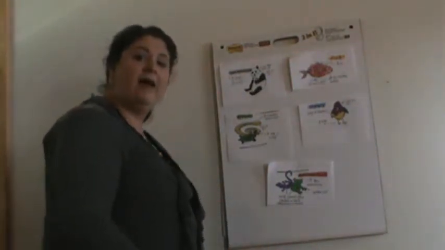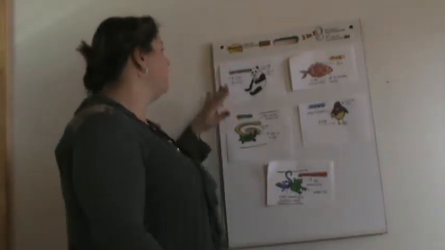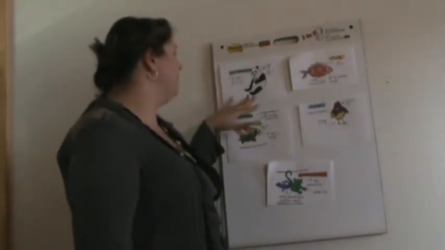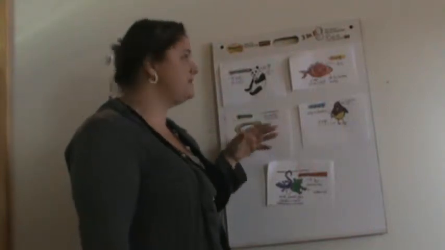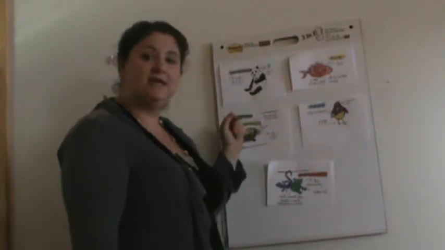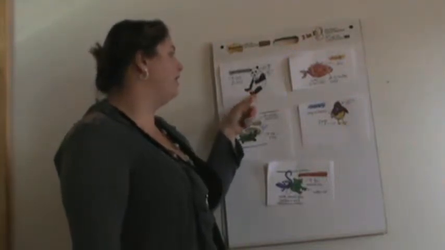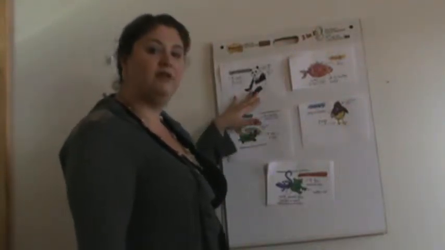So let's talk about animals and where they go. We're going to start out with mammals. Land mammals have 4 legs or arms. They have ears that stick out, and they're covered with hair or fur. And they normally give birth to live young.